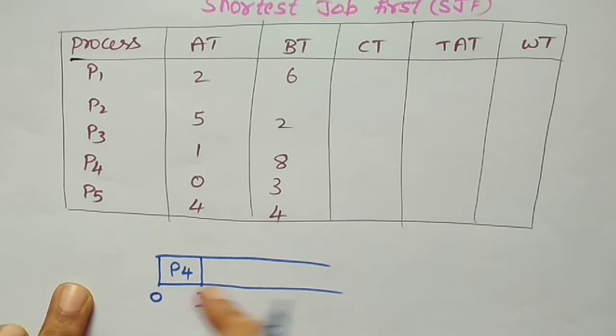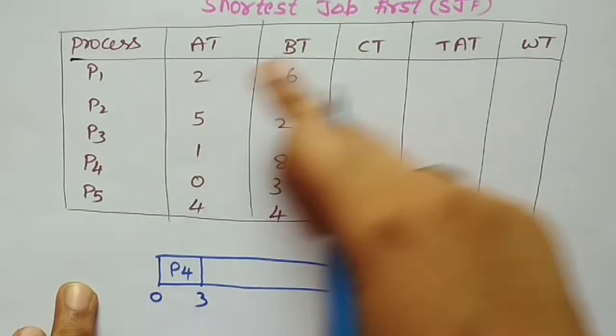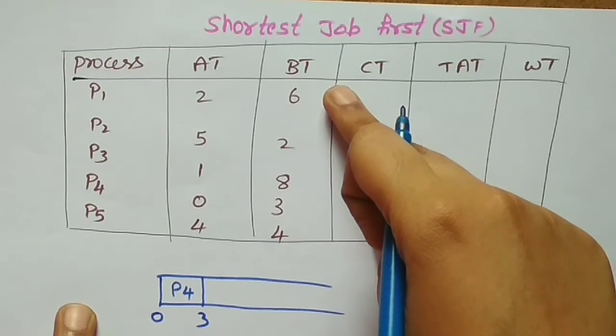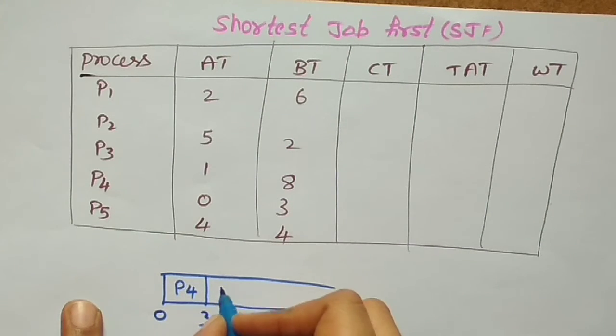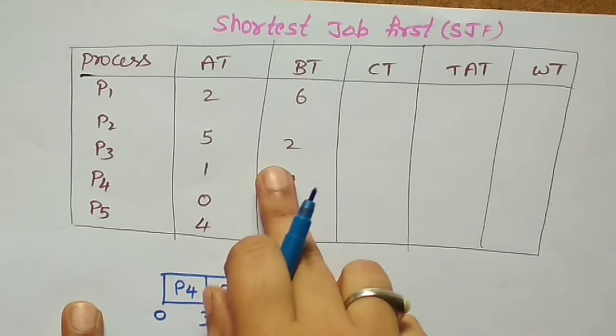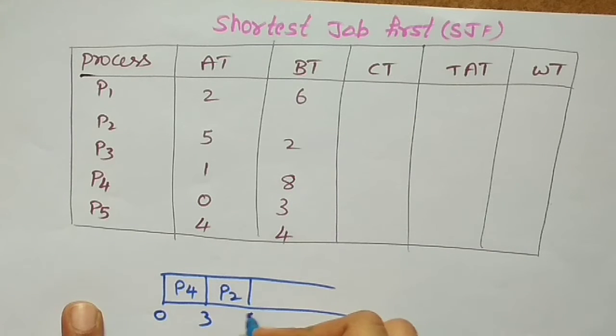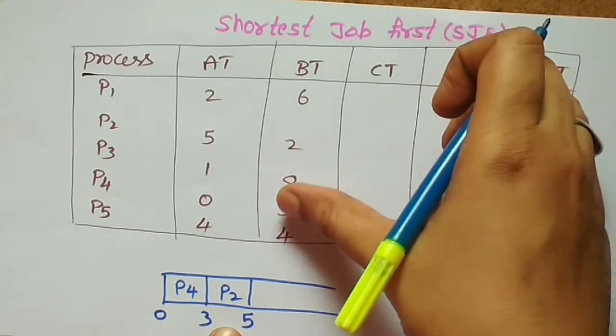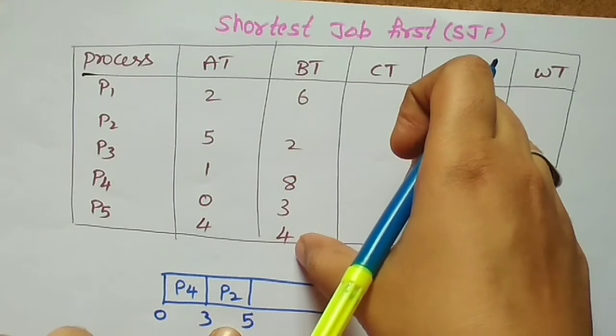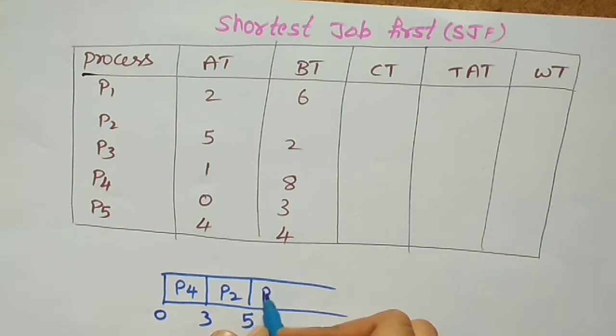Then we select the process with the least burst time. Which process has the least burst time here? P2. P2 is executed by the CPU, and we add the burst time here, so that is 5. Next, among the remaining processes, P2 and P4 are completed, so the next one is P5. P5 is executed by the CPU for 4 units of time.